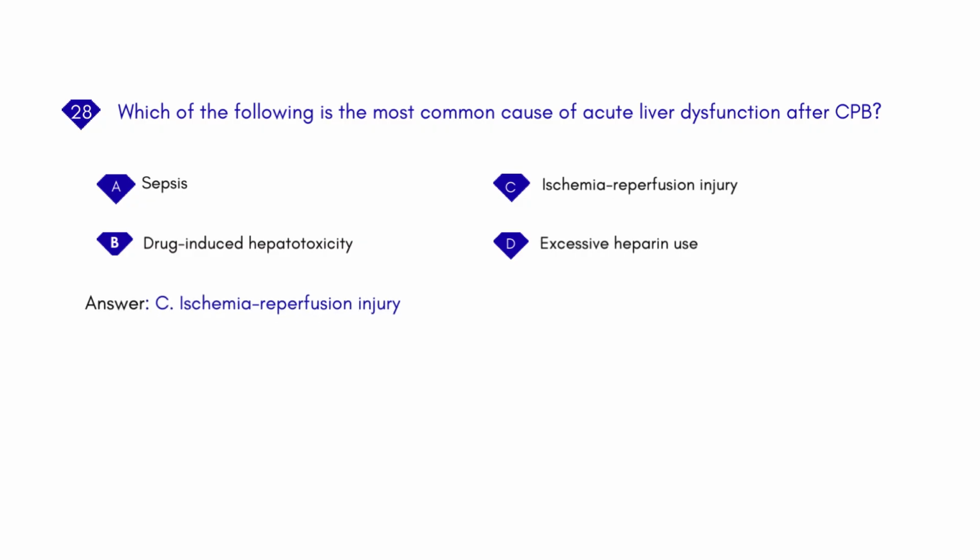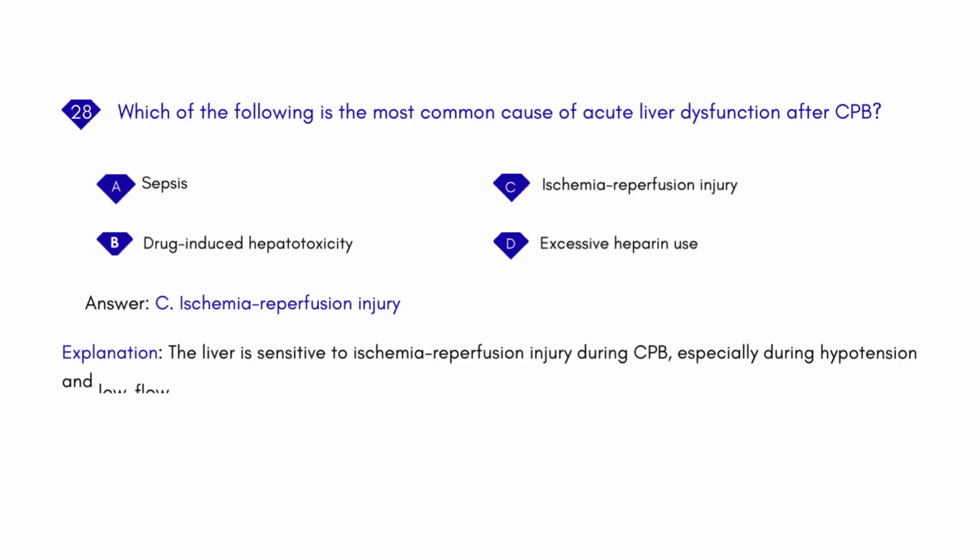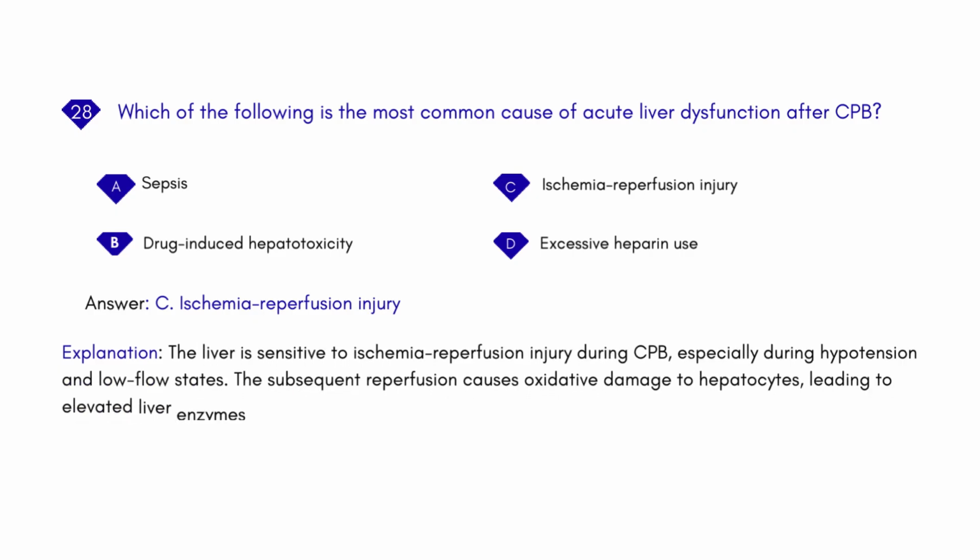Answer: C. Ischemia-reperfusion injury. Explanation: the liver is sensitive to ischemia-reperfusion injury during CPB, especially during hypotension and low-flow states. The subsequent reperfusion causes oxidative damage to hepatocytes, leading to elevated liver enzymes and dysfunction.